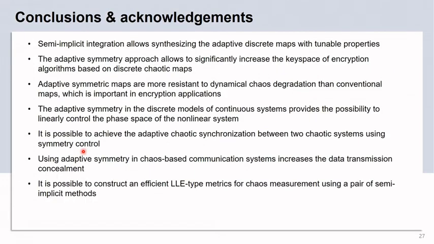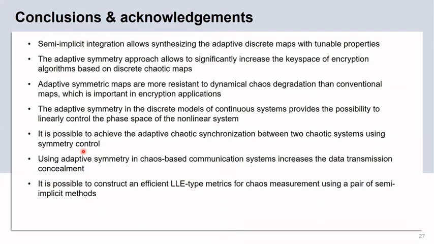So, some conclusions. First of all, semi-implicit integration allowed us to synthesize adaptive maps and invent some approaches to chaos-based cryptography, evaluating the chaotic system by new metrics, synchronization of the system, etc. It's a fundamental methodology that can be a foundation for a very, very large amount of further research, in my opinion.